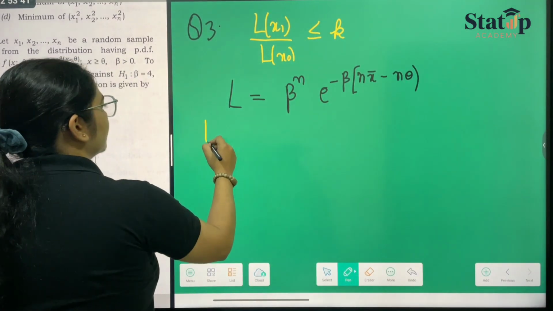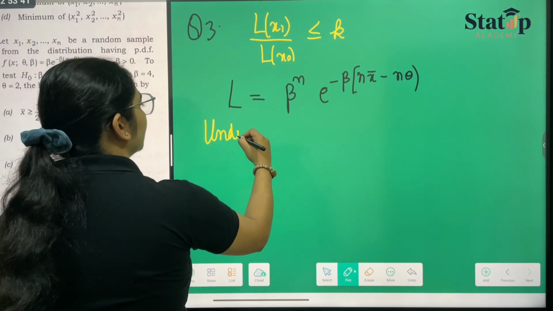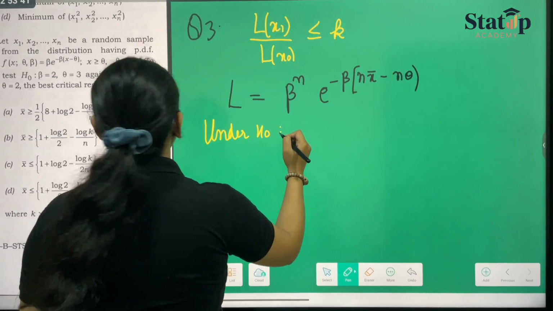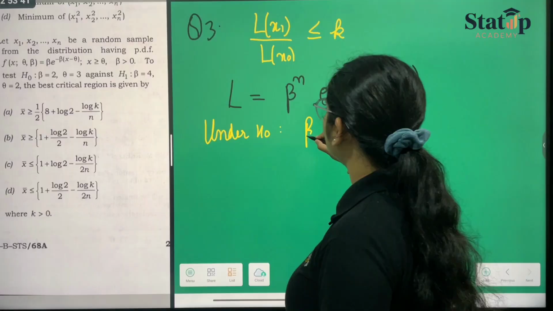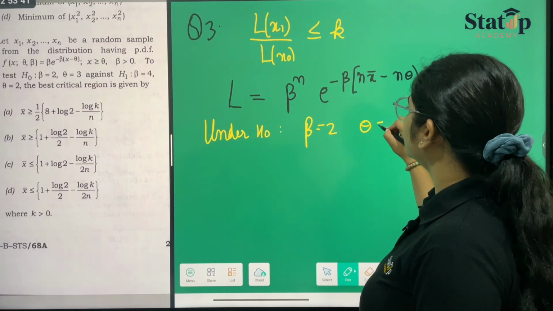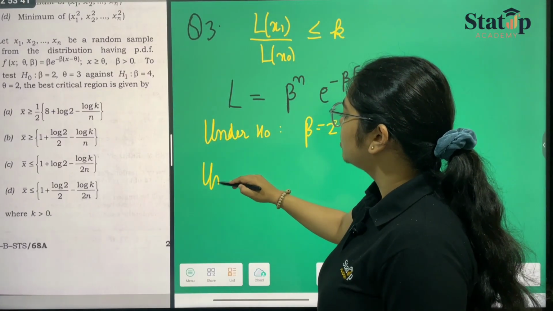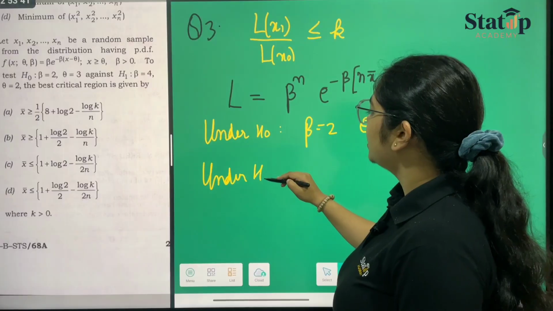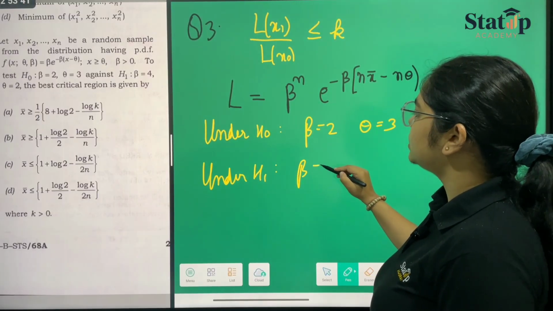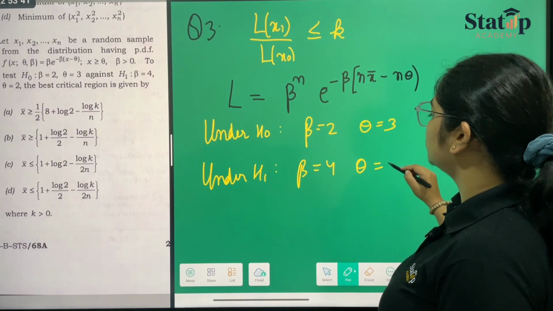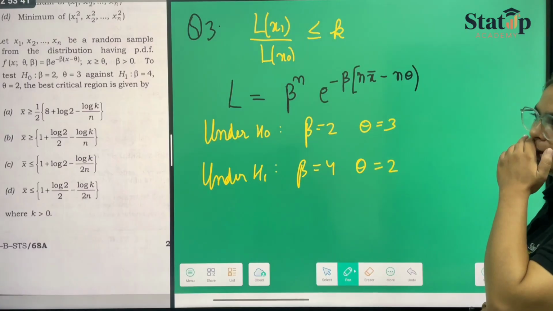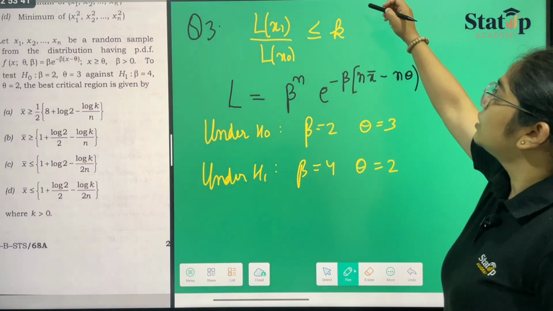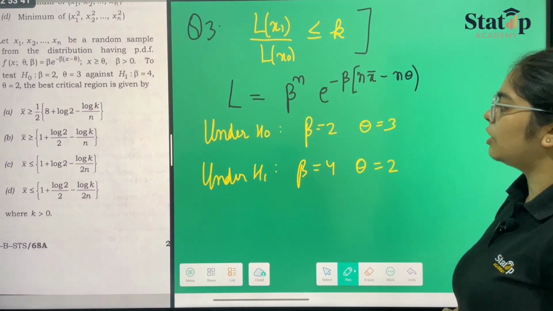Now, under the null hypothesis, it has been given that beta is equal to 2 and theta is equal to 3. And under the alternative hypothesis, it has been given as beta is equal to 4, theta is equal to 2. And we have to find the best CR. So the best CR can be found by this.